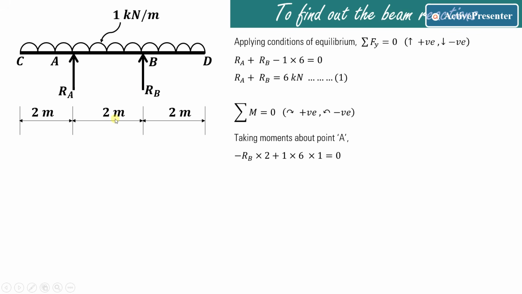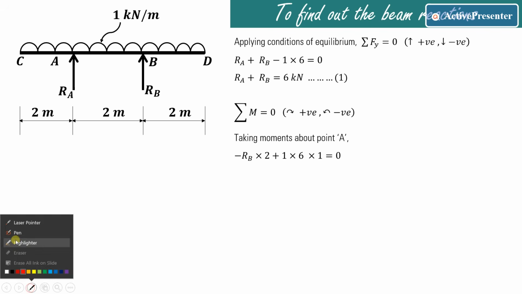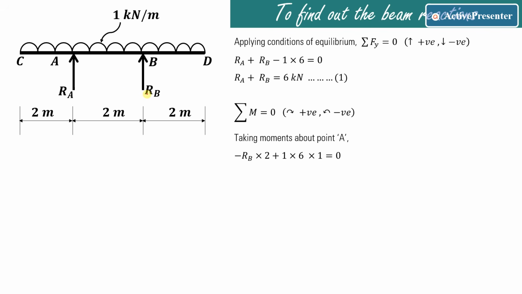start with RB. The arrow of RB will produce anti-clockwise moment about A, and the perpendicular distance between B and A is 2 meter. So it is minus RB into 2. That is our first step.